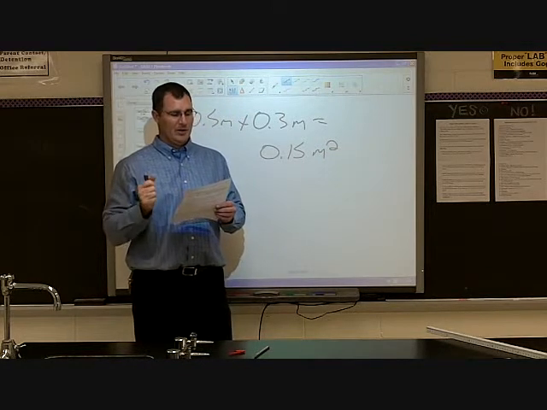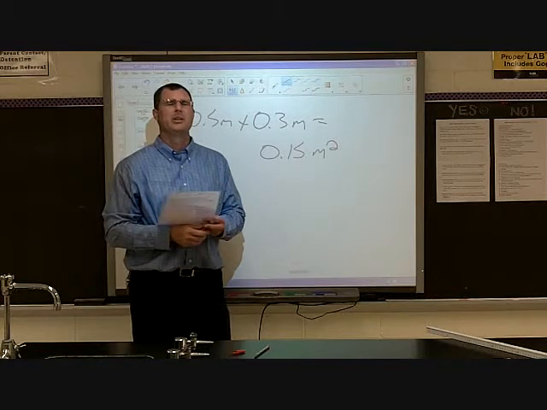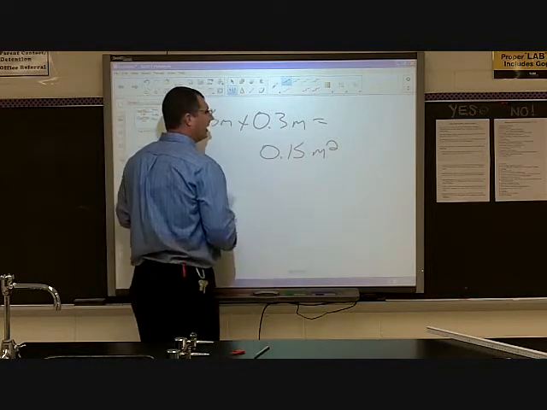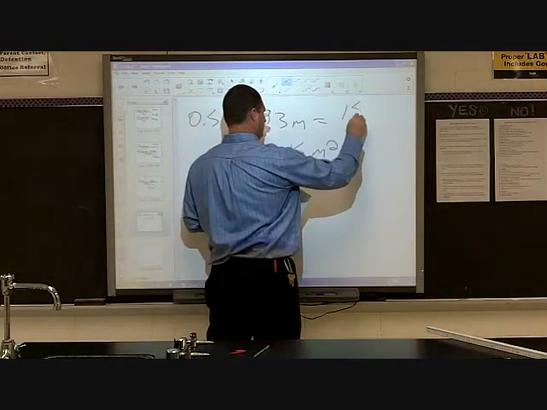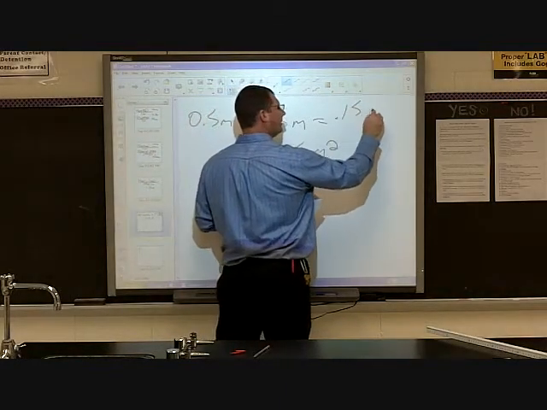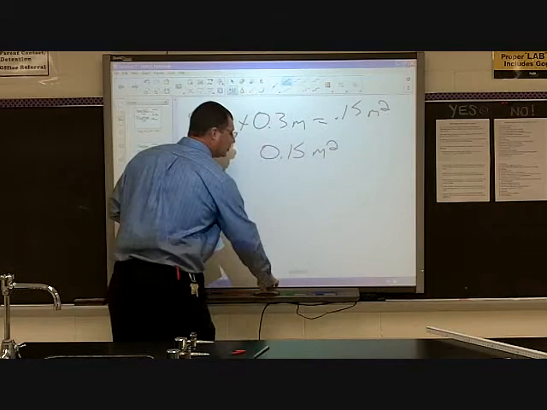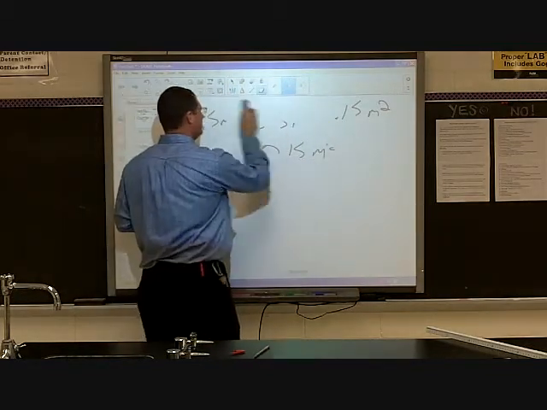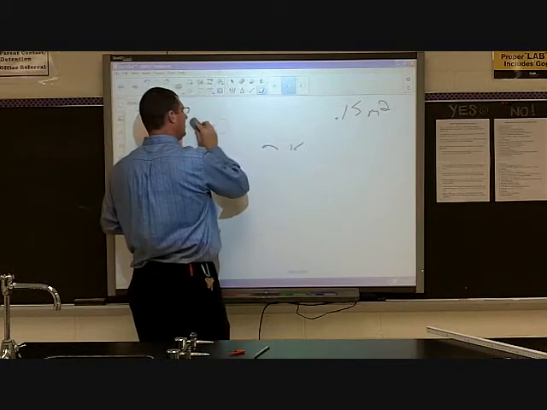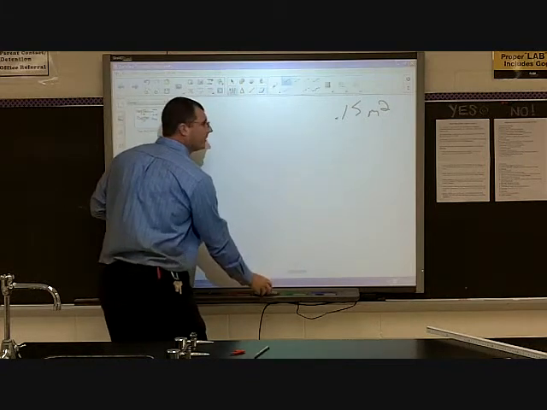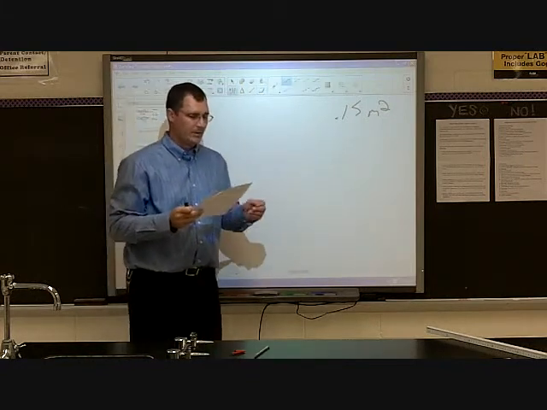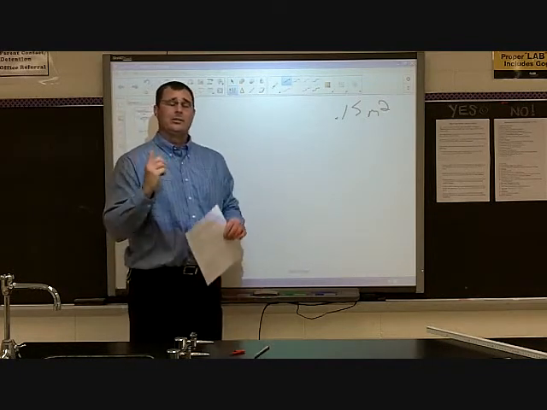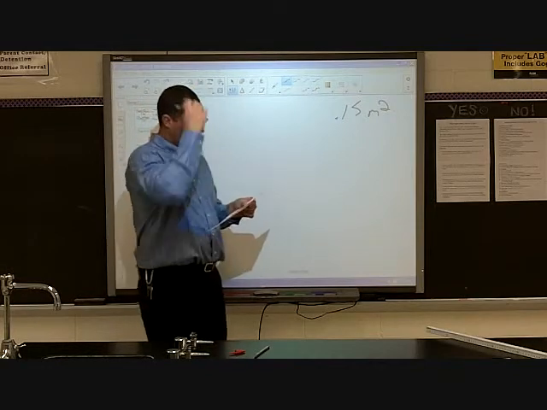Now, I have to convert that over to millimeters squared. And man, a lot of people have trouble with that. Let's write up here what it should be. 0.15 meters squared. A lot of people have trouble with that. And here's the main thing they do wrong. They tend to take that and they multiply it by their one conversion.